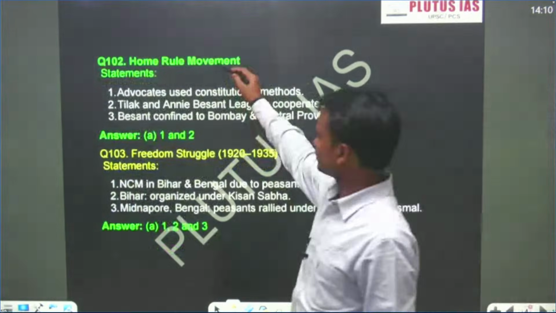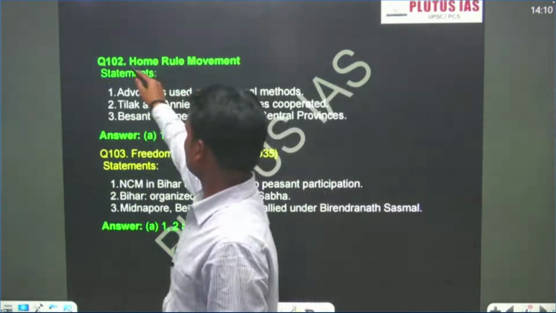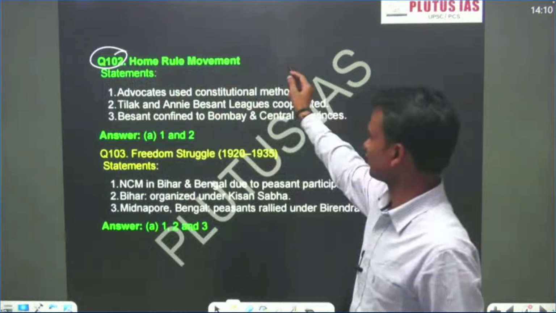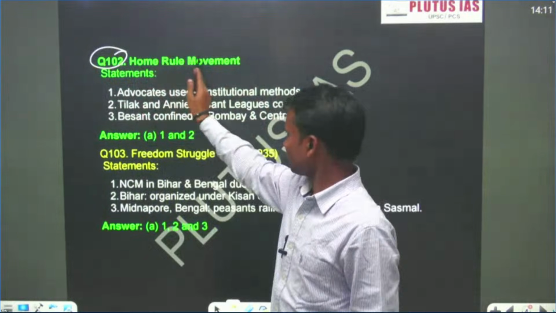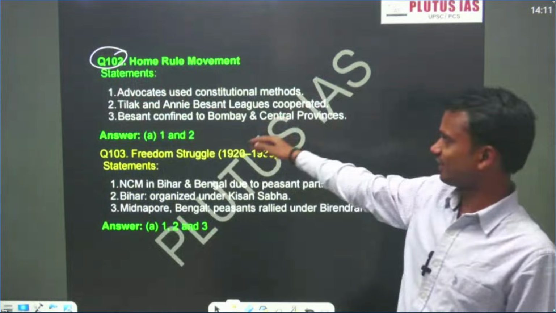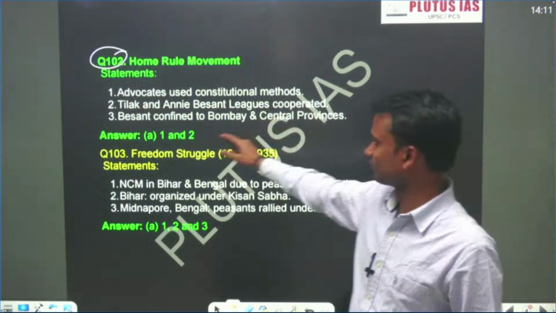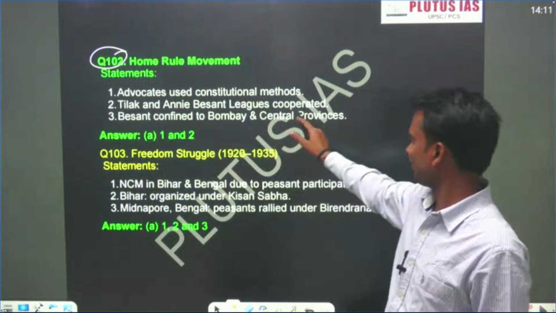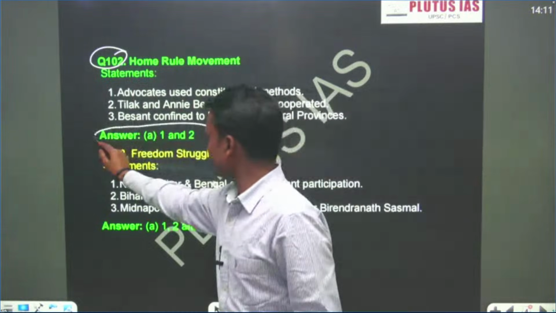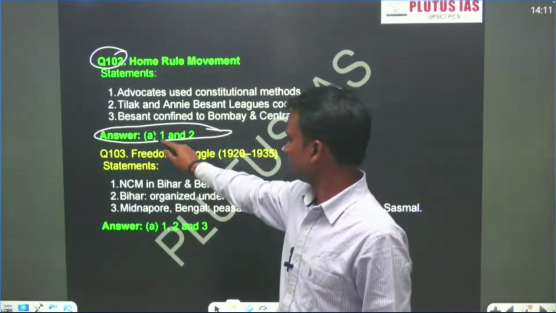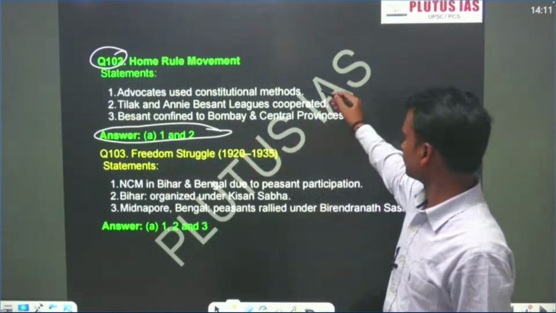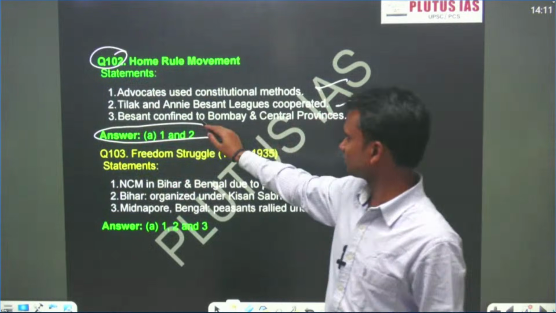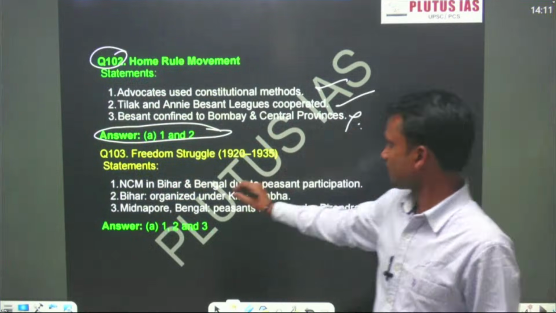Now the next question, in the question paper it was 102, Home Rule Movement. The advocates used the constitutional method, and Tilak and Annie Besant, and the league cooperated with Besant and conformed to the Bombay and Central Province. The right answer according to EPFO A means 1 and 2. The Annie Besant statement was not the right answer.